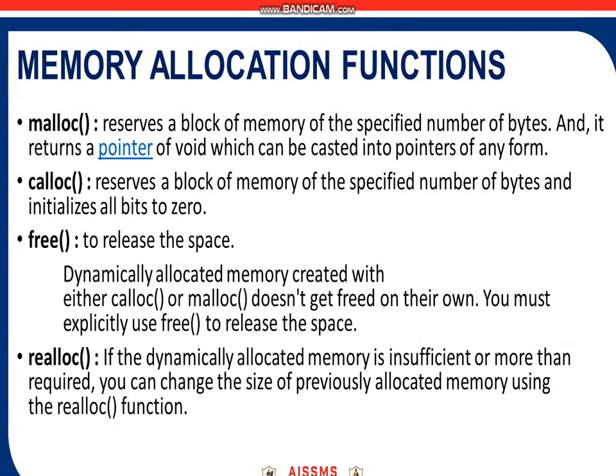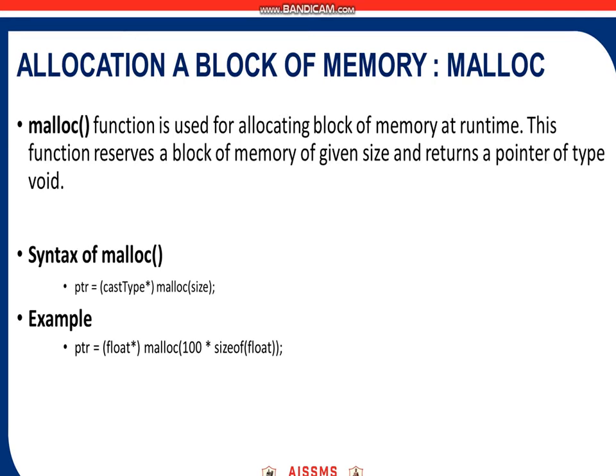Then the next one is free. Free is used to release the space allocated by malloc and calloc. Dynamically allocated memory created with either calloc or malloc doesn't get freed on its own, so you must explicitly use free to release that space. And the remaining last one is realloc. If the dynamically allocated memory is insufficient or more than required, you can change the size of previously allocated memory using the realloc function. So we will see them one by one in detail.